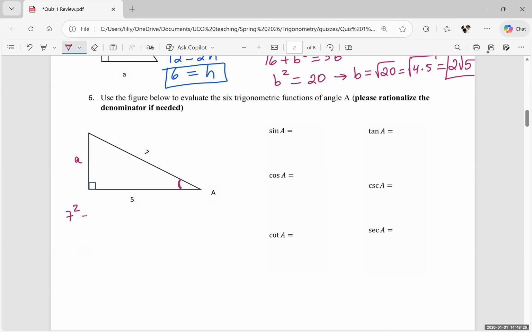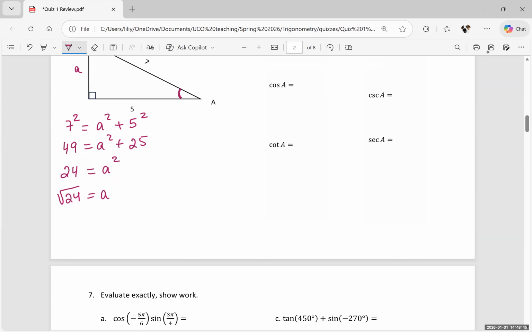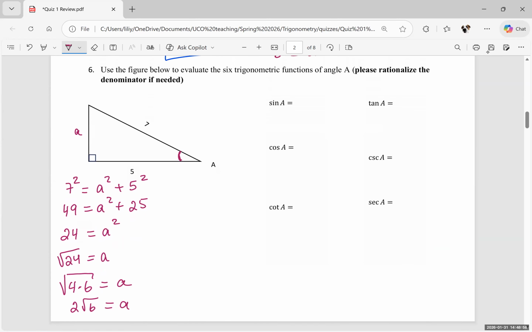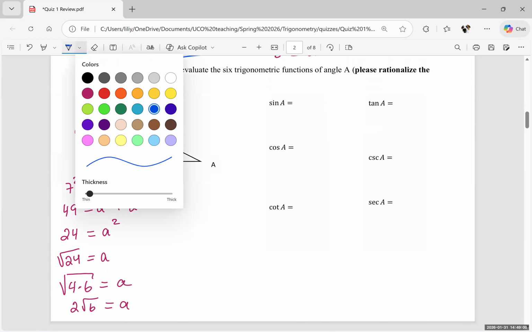So 7 squared equals A squared plus 5 squared. So 49 equals A squared plus 25. Subtract 25 from both sides. This is 24 equals A squared, which means that A is the square root of 24. You should reduce that. This is 4 times 6, so 2 square roots of 6. Okay, now that we know that, we can go ahead and do the rest of the problem.